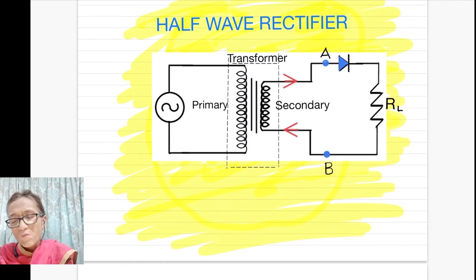But in the next half time period, in the same cycle, when the AC current is reversed, here you have negative voltage and now here you have positive voltage. So for the next half time period of the cycle, current will try to flow in this direction. Now this diode, which is reverse biased in this condition, is not allowing the current through it. So here the current is broken.